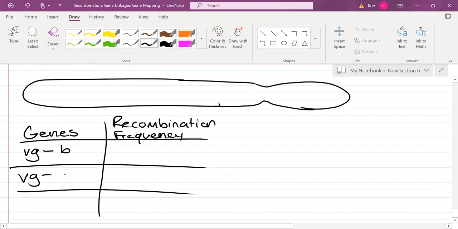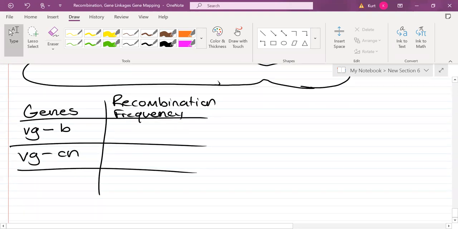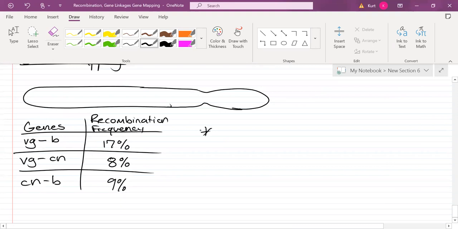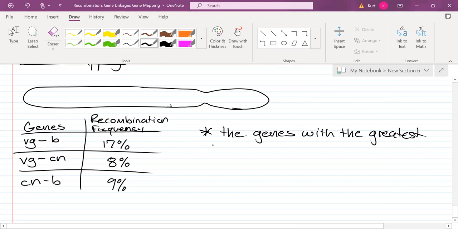Then we have VG and CN. CN means cinnabar, which is eye color. It's kind of like a dark red color, like bricks. And then we have cinnabar and body color. The recombination frequency of VG and B is 17%. VG and CN is 8%, and CN and B is 9%. What are you supposed to do with all these numbers? So I'm going to give you some clues. Number one, the genes with the greatest frequency are furthest apart on the chromosome.